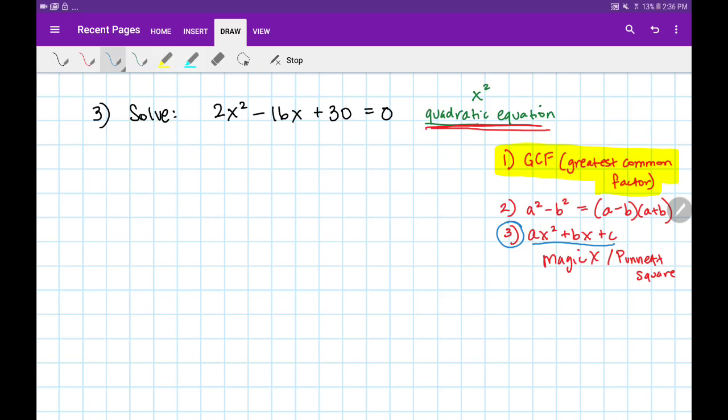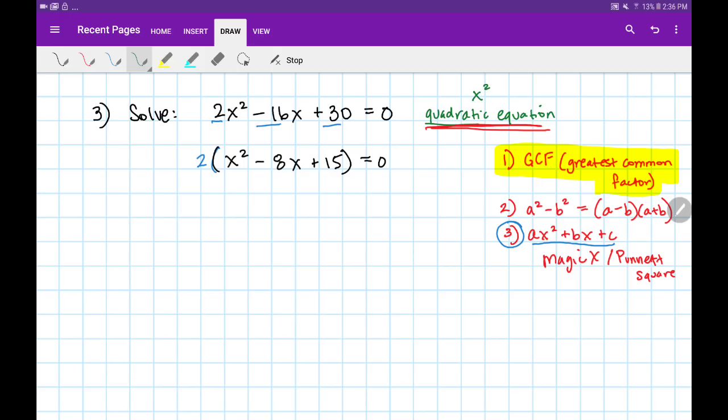And in this case, if I look at the numbers 2, -16, 30, and I ask myself, what's the biggest number that multiplies into every term? Then I would say, oh yeah, 2. 2 goes into everything. So I can factor out a 2, or sometimes your teacher might just divide every term by 2. That's fine as well. But if I pull out a 2, then what's left on the inside is x squared minus 8x plus 15. I can close my parentheses and set it equal to 0.